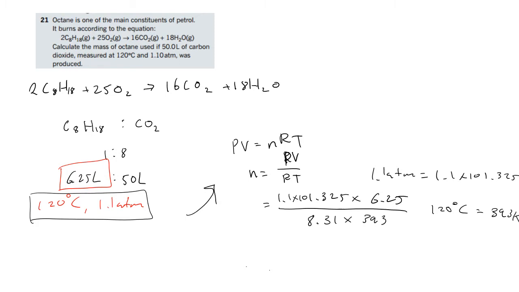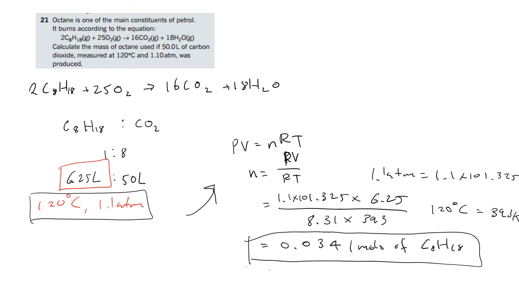So 393. If we put that in our calculator, there we go, we get 0.0341 moles of octane, C8H18. So that's how many moles of octane we need to produce 50 liters of carbon dioxide.